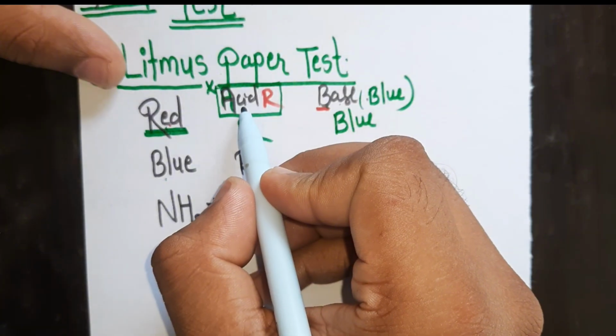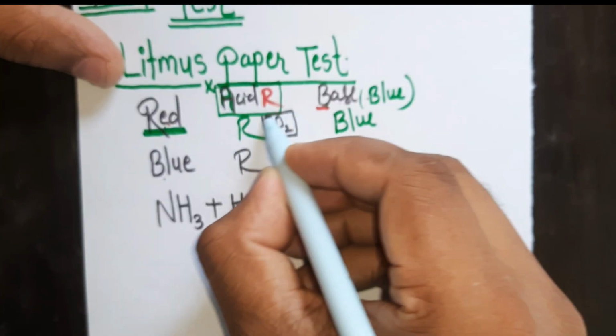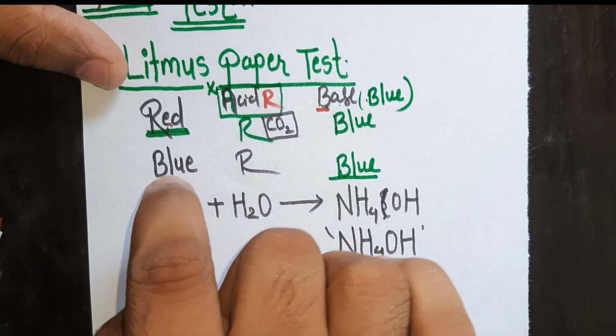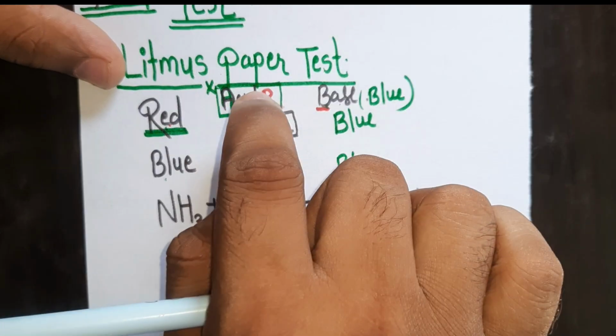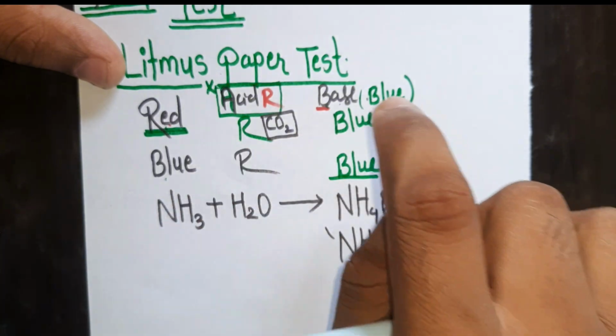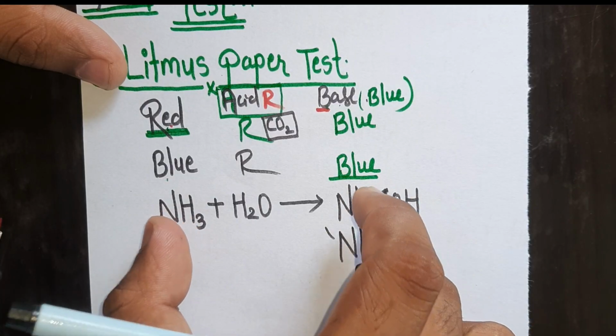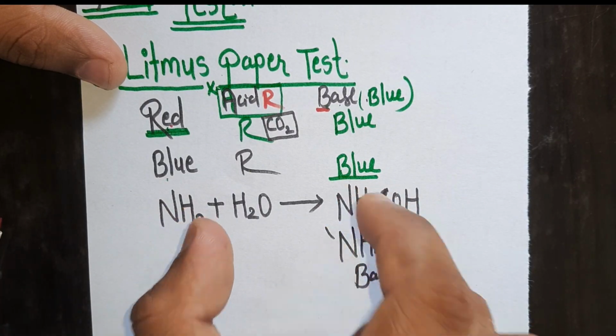And the acidic condition was for carbon dioxide gas. Okay, students, are you with me? Are you connected? See here, red litmus paper in the case of acid. Acidic condition was for carbon dioxide gas. But basic condition will be for ammonia. And now, how will you write this in a proper systematic order?